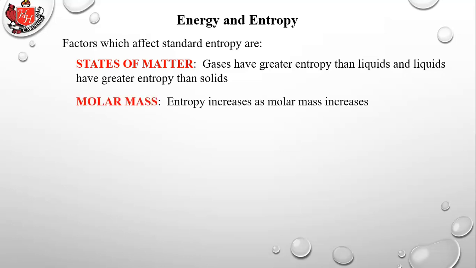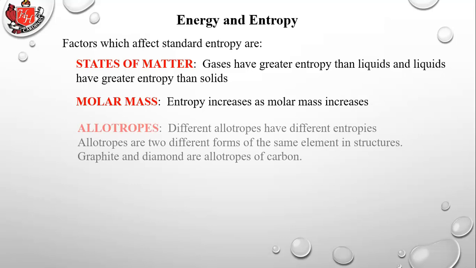Molar mass. So entropy increases with the molar mass. That is, larger molecules move in different ways. They have more different ways that they can move around, that they can vibrate, that they can move. And so molar mass: the larger the molecule, the greater the entropy. Allotropes. Different allotropes have different entropies. Allotropes are two different forms of the same element in structures. So graphite, which is a very soft form of pure carbon, and diamond, which is a very hard form of pure carbon, are both allotropes of carbon.